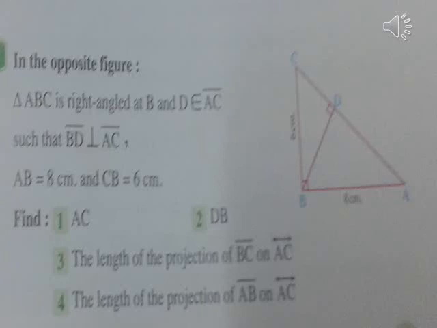In the opposite figure, triangle ABC is right angled at B and D belongs to line segment AC, such that line segment BD is perpendicular to line segment AC. AB equals 8 cm and CB equals 6 cm. Find AC and DB, the length of the projection of line segment BC on the straight line AC, and the length of the projection of line segment AB on the straight line AC.